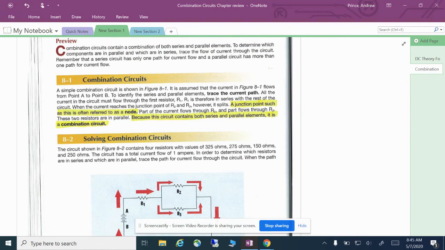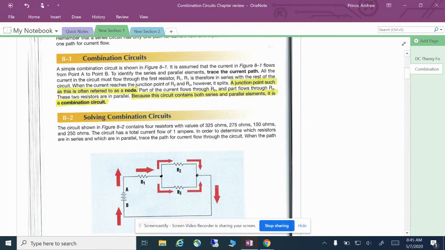Next point is nodes. Nodes are these little points here and here. Those are points where branches intersect. A junction point such as this is often referred to as a node. Wherever you see a path where three or more parts of the circuit come together, that's what this chapter refers to as a node. Because this circuit contains both series and parallel elements, that's why it's considered a combination. If it has elements of both of them, that's considered a combination circuit.